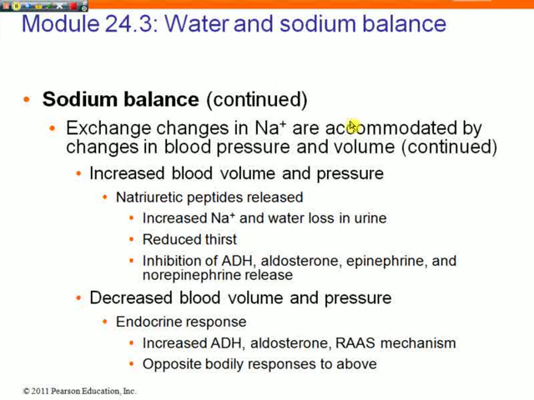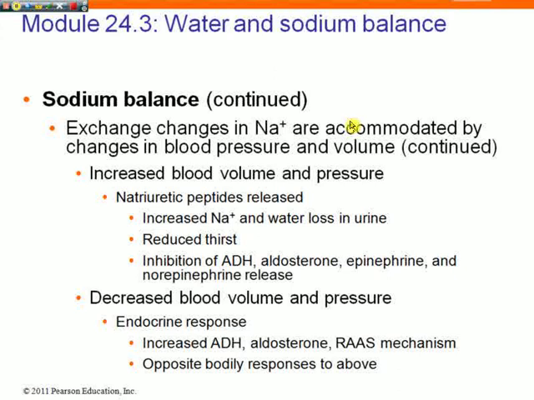You have less aldosterone, epinephrine, and norepinephrine release. All these things occur as a result of the natriuretic peptides being released.